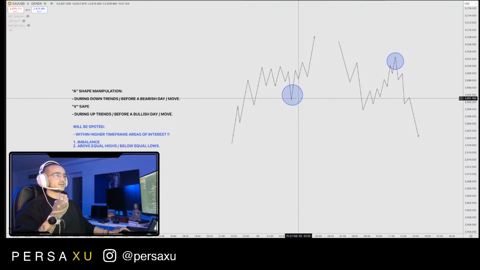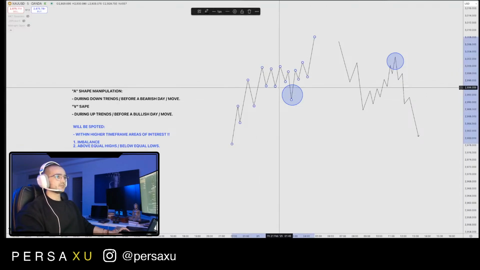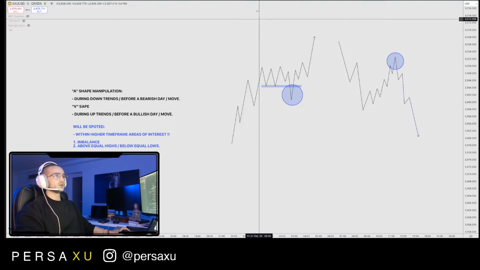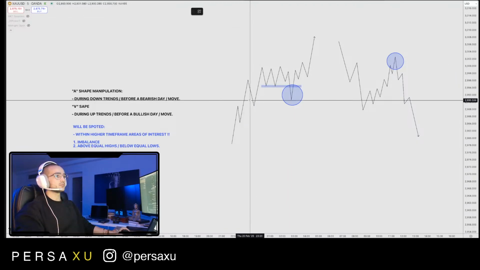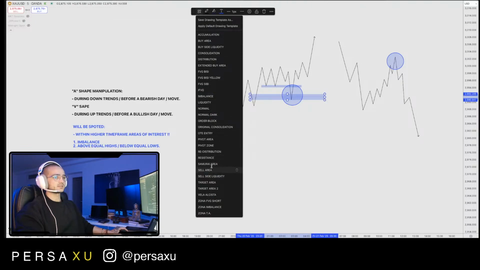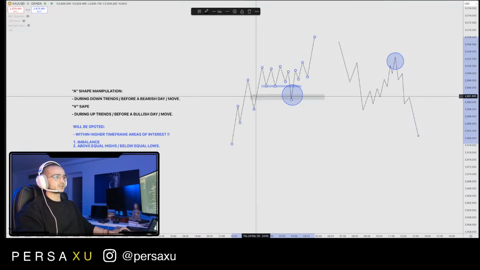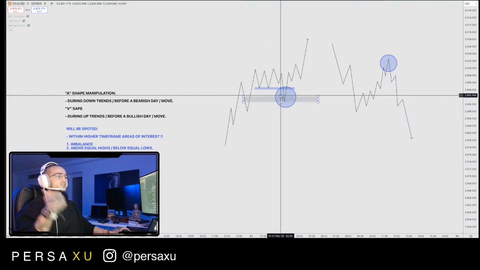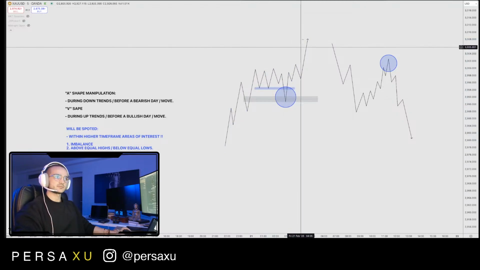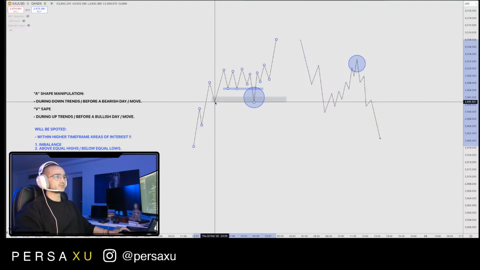And then that formation is going to happen below the V shape, below equal lows, or within an area of interest in the past. So for example here, we're going to look for something as well that is going to serve for the V shape to bounce off of and create its move. It could be, for example, a previous low.